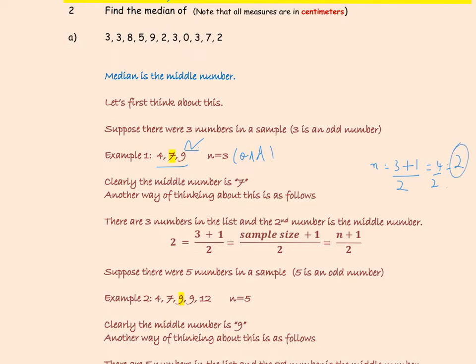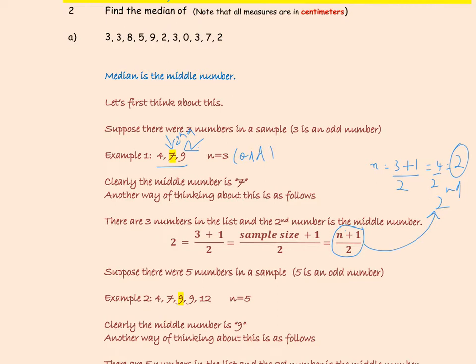This 2 tells us that the second number is the median. So when the numbers are arranged in order, the second number is the median. So what we just did was used the formula number of numbers, which is n, the sample size, plus 1, and the whole thing is divided by 2. This is a way of identifying the position of the median. The second number is the median, and the second number in this data set is 7. So that tells us that the median of this data set is 7.